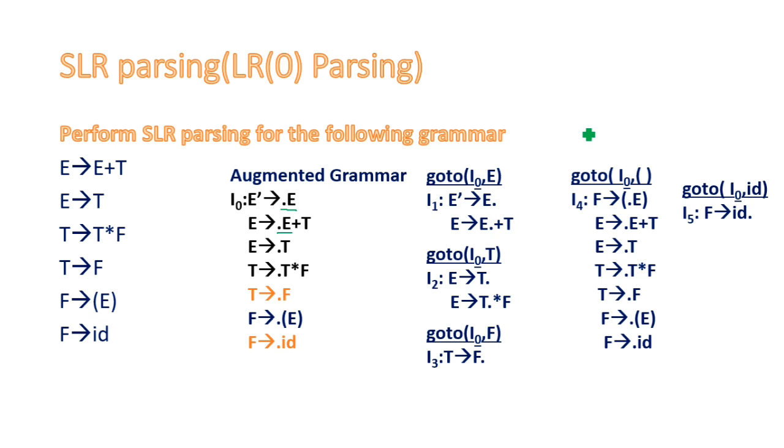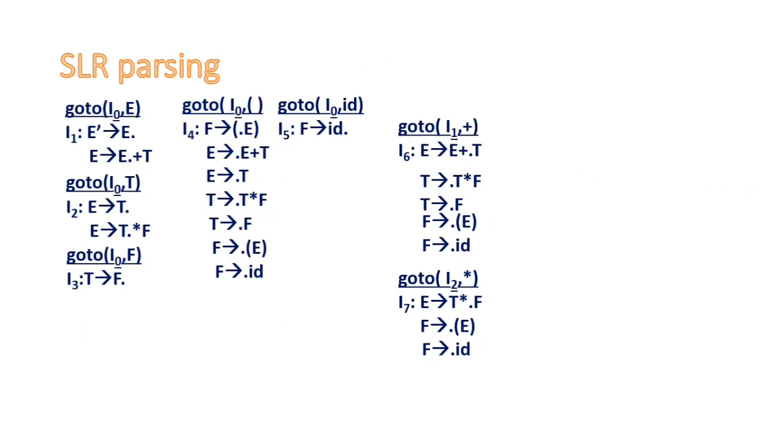Now there are no other items in item set 0 where the dot has to be processed. Now we will go for item set 1. In item set 1, the first production is E dash tends to E dot, so no need to process that. Now when we take the second production, dot is before plus here. So we have to perform goto of I1 comma plus. Goto of I1 comma plus is here.